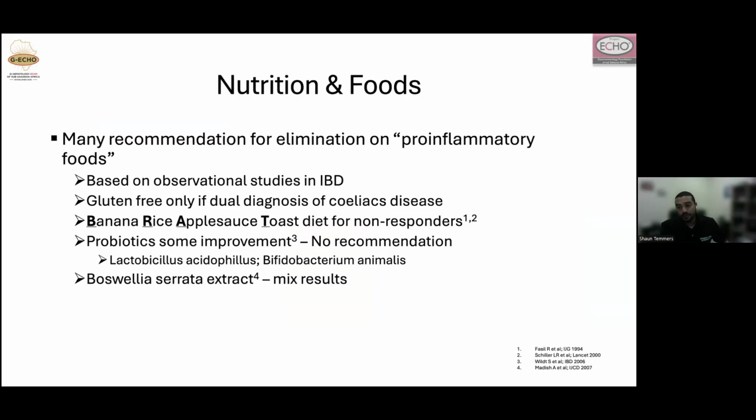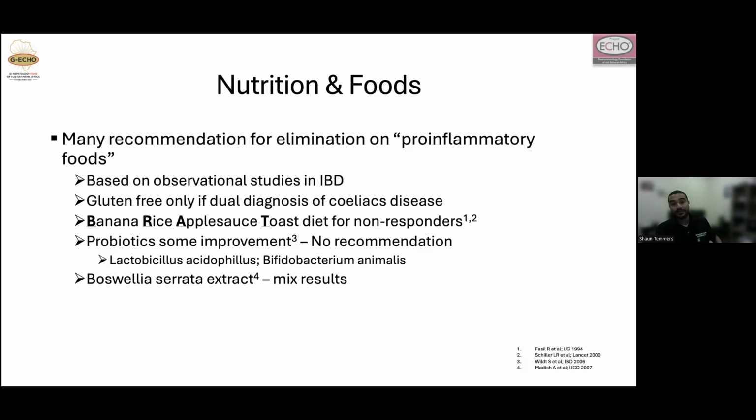Now, nutrition and food is an important aspect to look at, because many recommendations are found both on the internet and from dietitian websites regarding foods and so-called elimination of pro-inflammatory foods. It must be noted that all this information comes from observational studies in patients with inflammatory bowel disease, but no clear studies directed at patients who have microscopic colitis. A gluten-free diet can be trialed in these patients, provided that there's a due diagnosis of celiac disease.